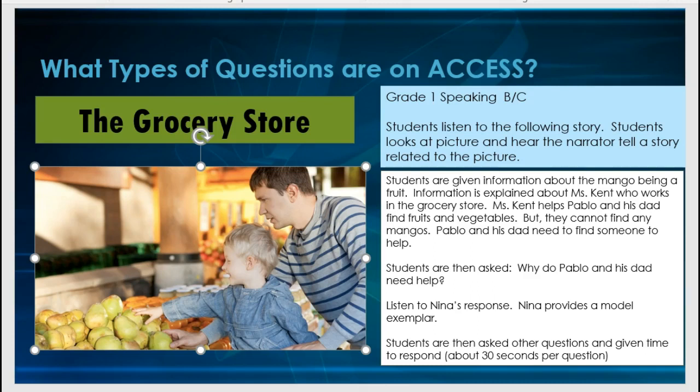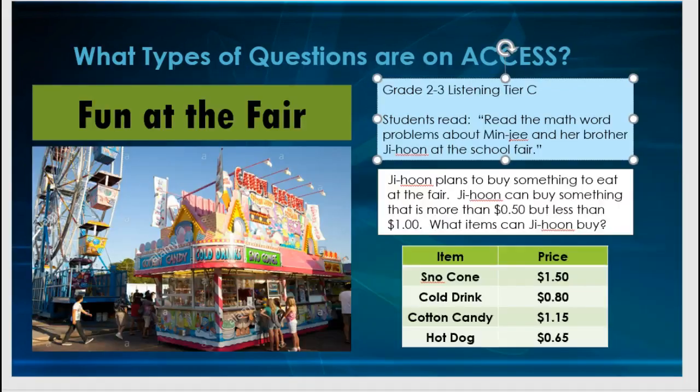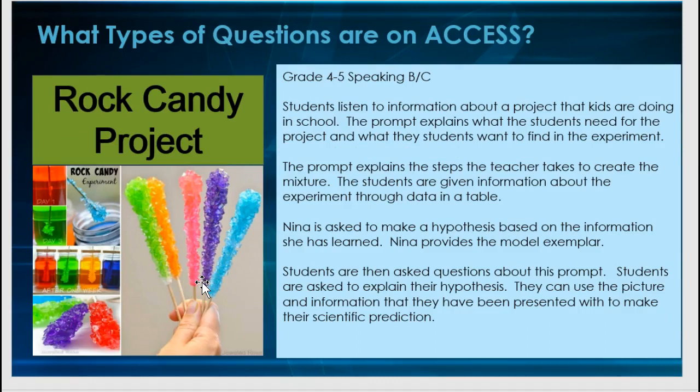This particular item goes on for quite a bit longer, where the narrator is finishing the story of Pablo and his father and continuing to ask questions of the student. The next question is written for a 4-5 grade band in speaking domain, also in the BC range.